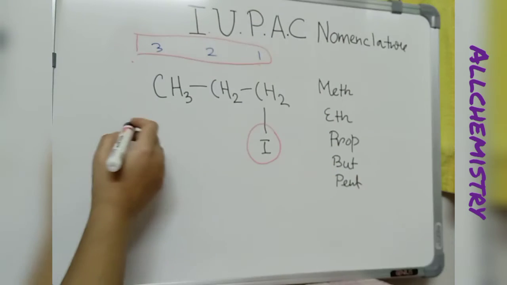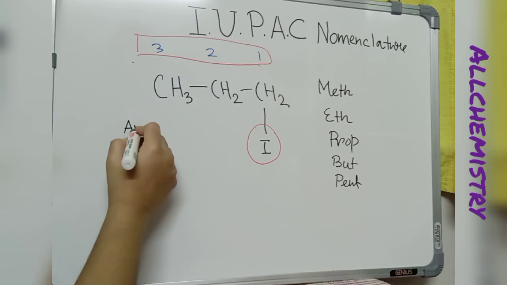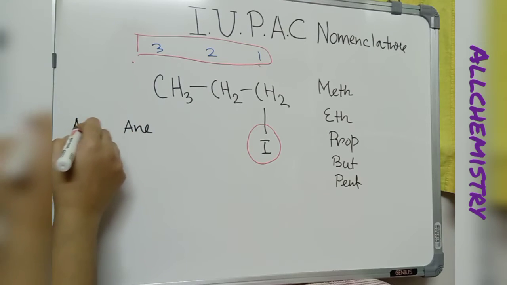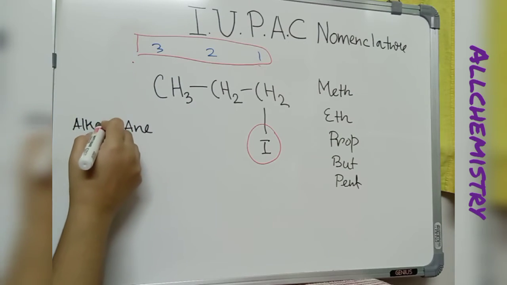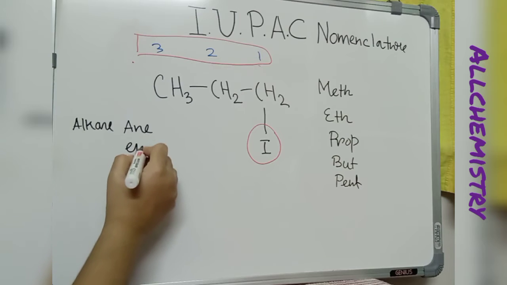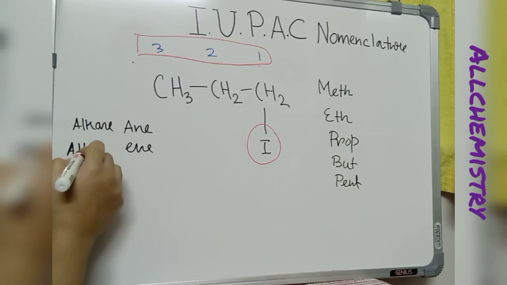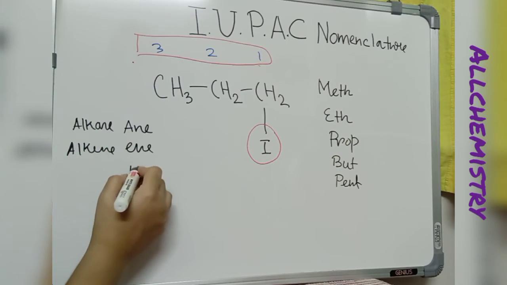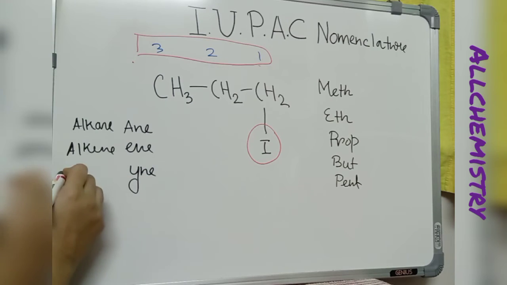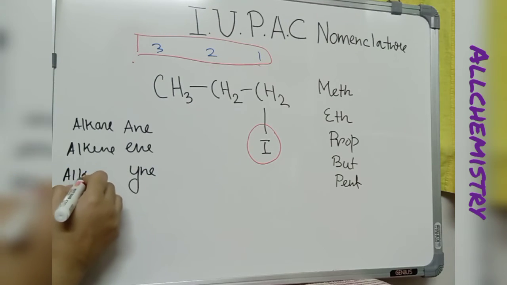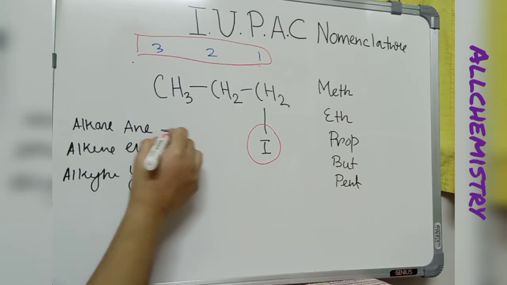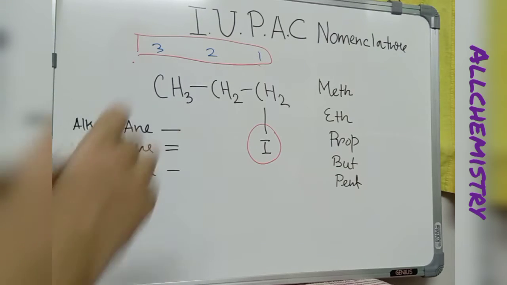We will add -ane when we have an alkane, single bond. We will add -ene when we have an alkene, double bond. We will add -yne when we have an alkyne, triple bond. Single bond, double bond and triple bond.